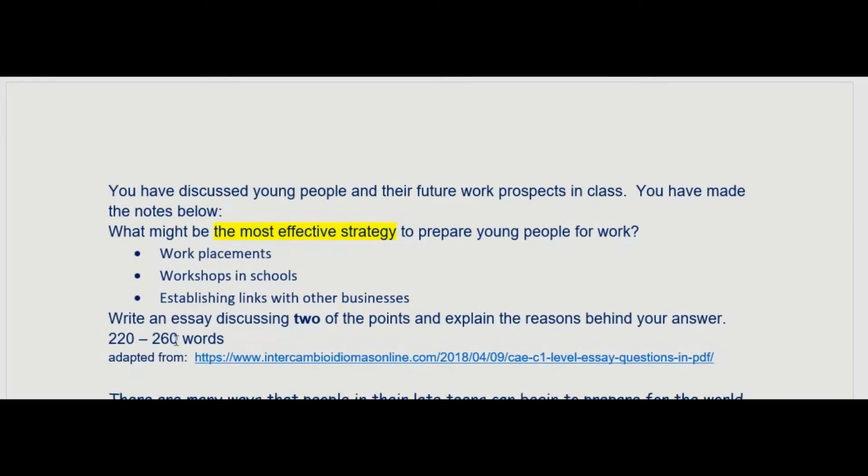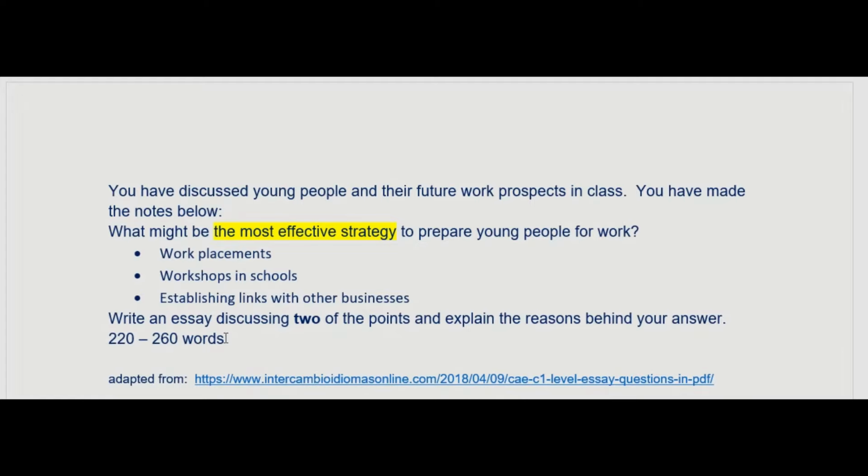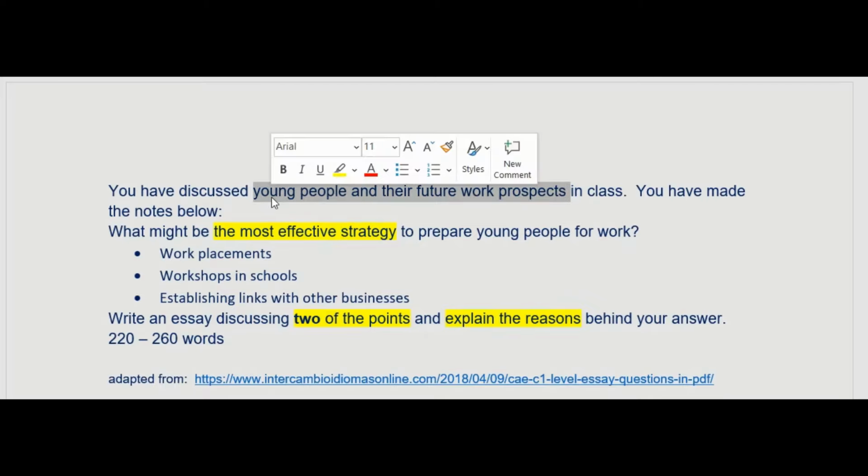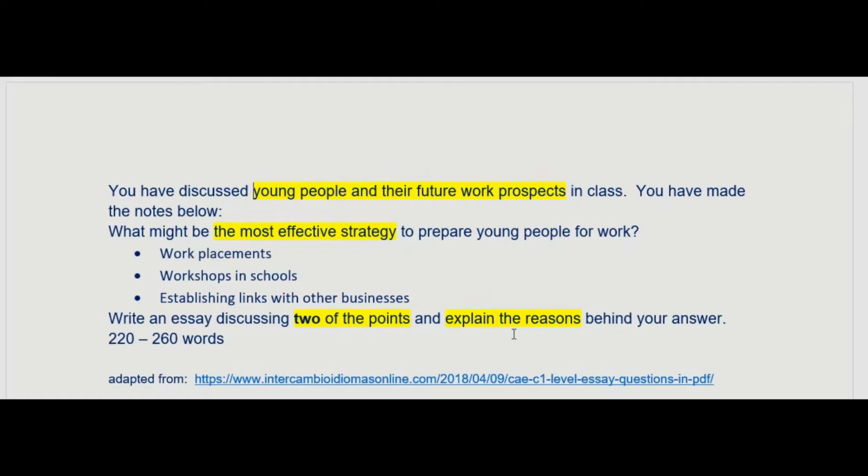And you then have a little instruction telling you exactly what to do. So you have to talk about two of the points and you have to give the reasons behind your answer. Okay, so the topic's up here, the questions down here, suggestions are there, and then the exact thing to do is given here.